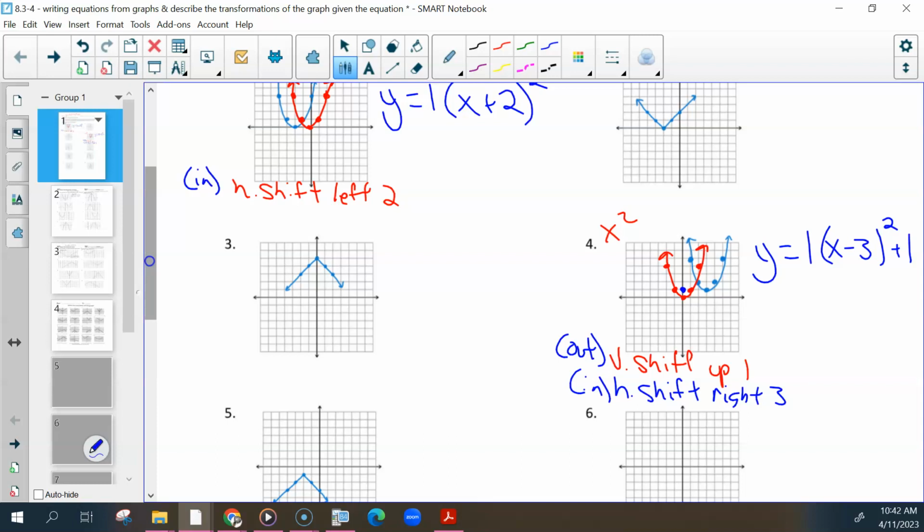So on the inside, it's always opposite of what you think it's supposed to be. Right is positive, but you're going to make it negative because of the formula. Squared, and then vertical shifts are always what they're supposed to be. So if it's up, positive. If it's down, minus. And that would be our equation. Questions on that one?